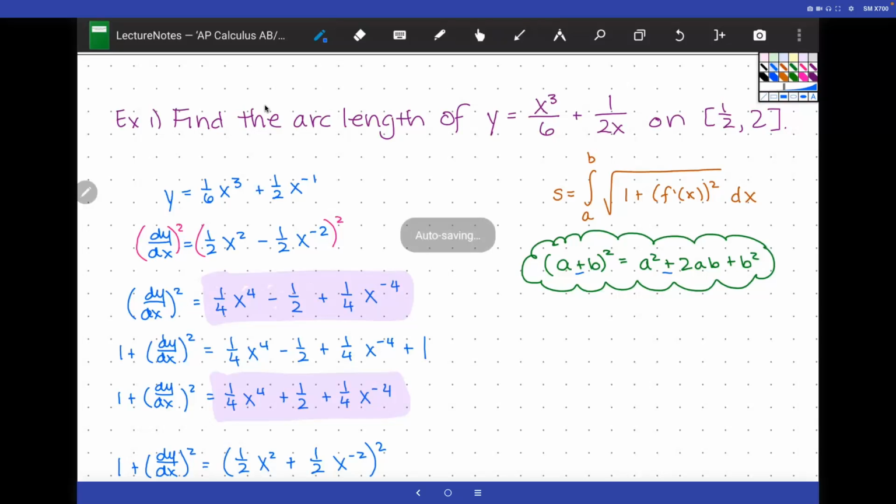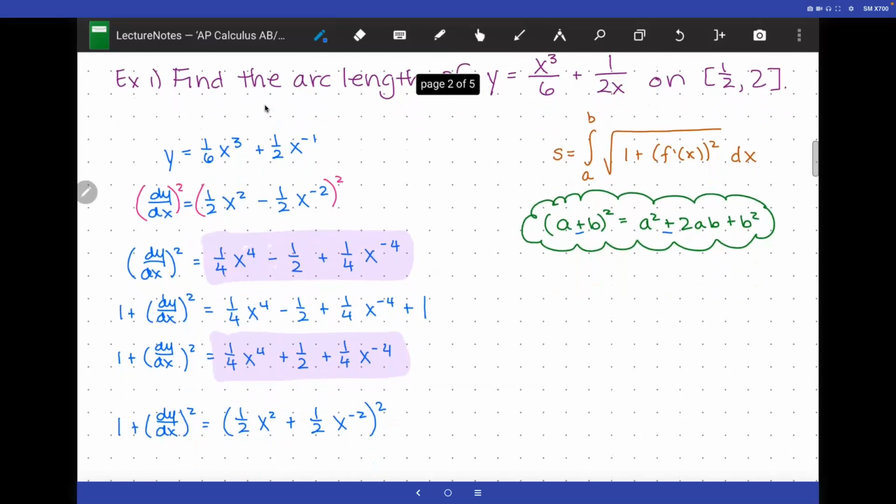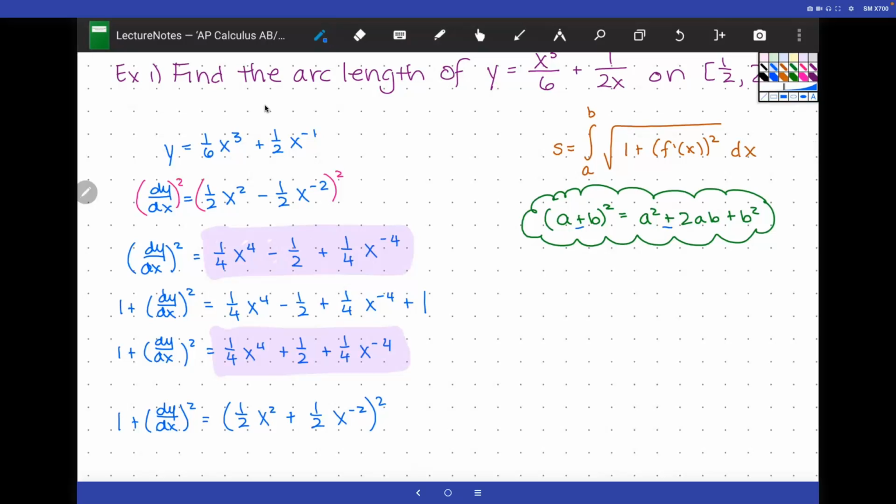1/2 to 2. It's given in the problem. So what I want you guys to do now is try finishing up the problem. Plug that into the radical. Take the derivatives, see what you get. I'm going to freeze the screen. And you at home, try to pause the video and see what you get.